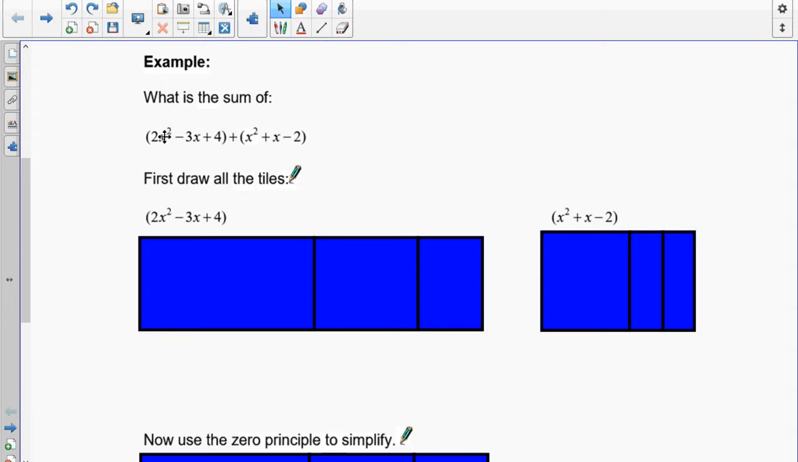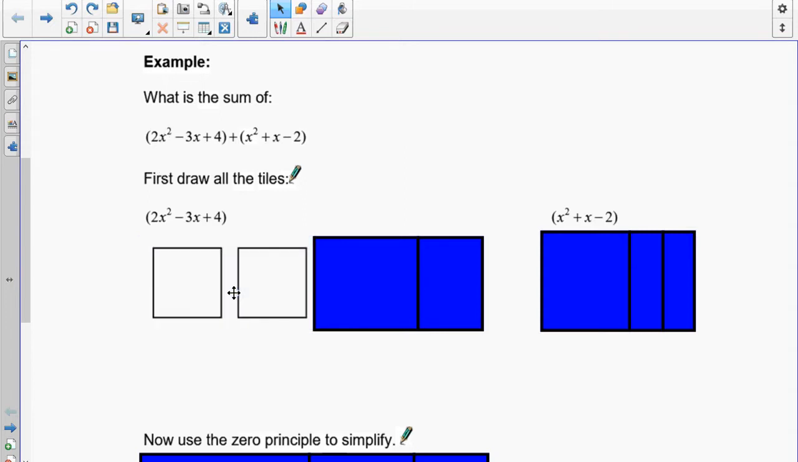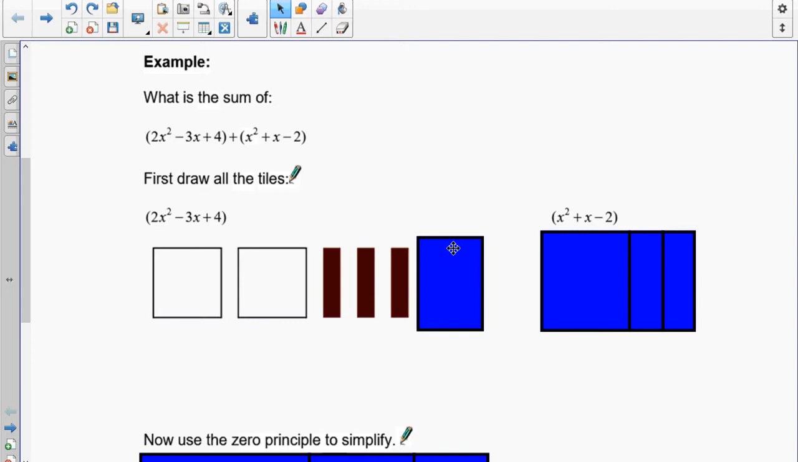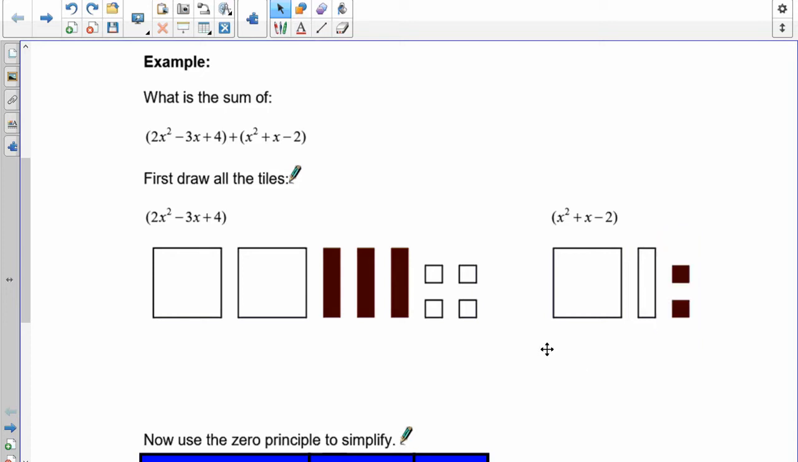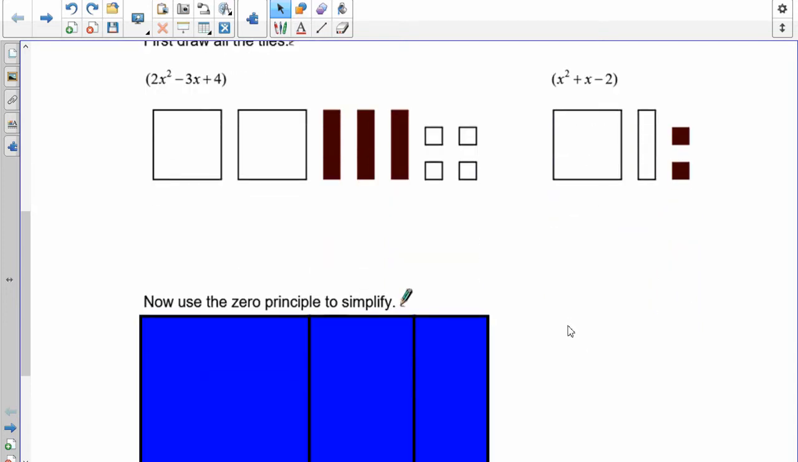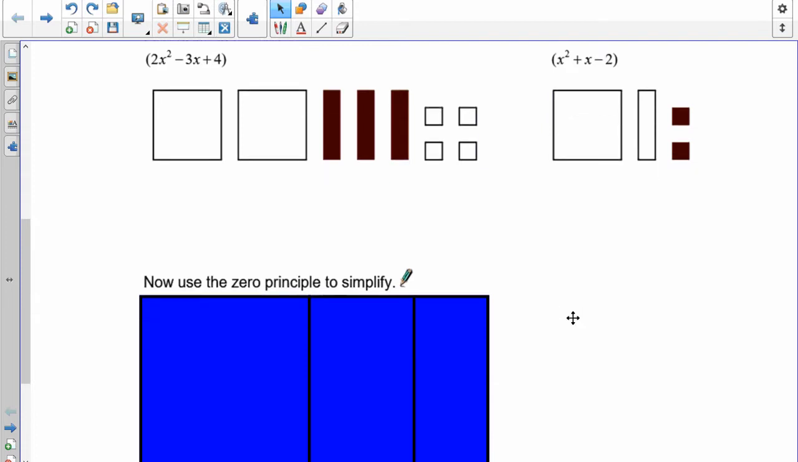So this is 2x squared, so that's two large squares. Negative 3x, so that's three negatives, which means they're shaded in, and it's a rectangle, and 4 ones. Going to the next polynomial, we have one large square, one rectangle, and two negative ones. So what we have to do now is take a look at this and say, okay, what can go together and what cannot go together?